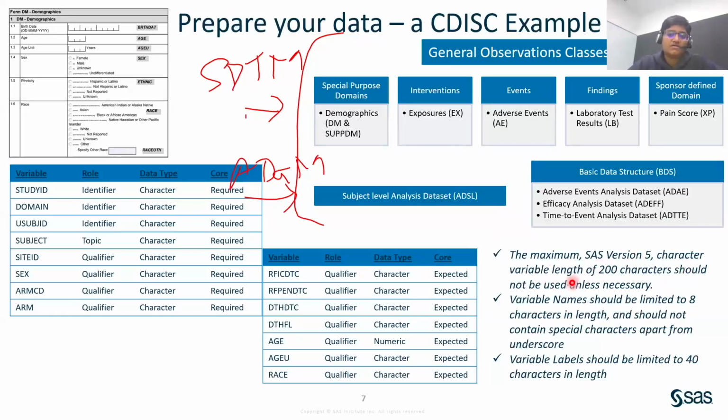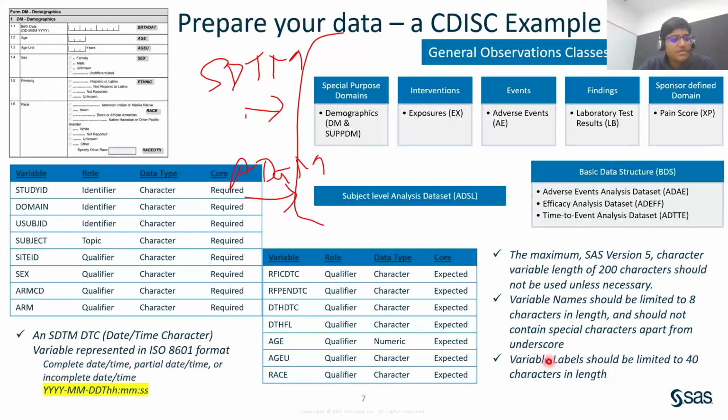You see that the character variable length would end up having a restriction of 200 characters. You would want to use the entire 200 characters only if you're looking at a large string of information like comments or doctor notes. But if you just have simple information like sex or a treatment name, then you would want to use the stipulated number of characters therein. Then your variable names also have to follow a very specific formatting. The variable labels also should be within 40 characters in length.